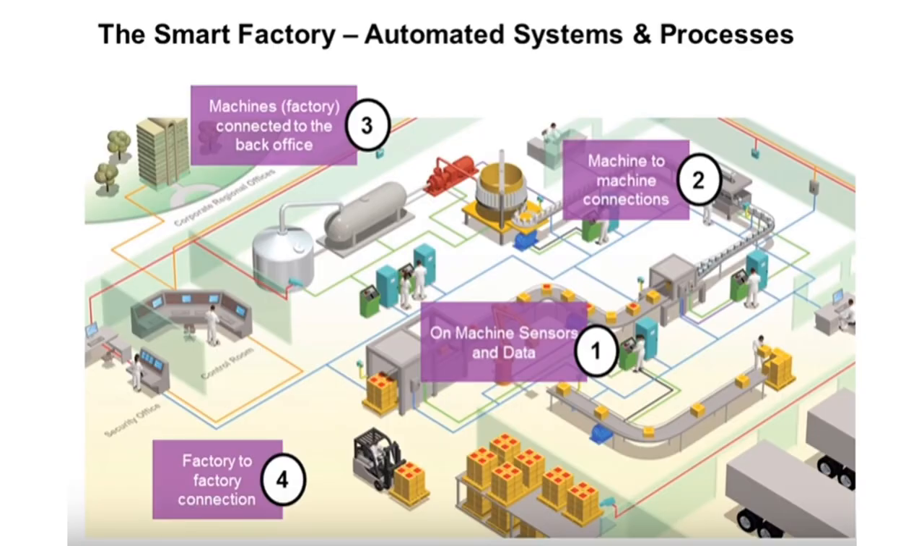This figure shows an example of smart factory where it has automated systems and processes. On the machines, they have their own sensors and the ability to process data. Each of the machines are able to talk to one another where they have the connections between them. All of the machines in the factory are connected to the back office. All the machines in one factory can be connected to the machines in other factory, which means that it has a connection of factory to factory. This means that regardless of the location of the machines and factories, they can be controlled remotely.